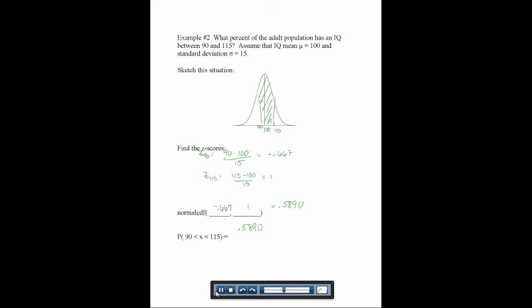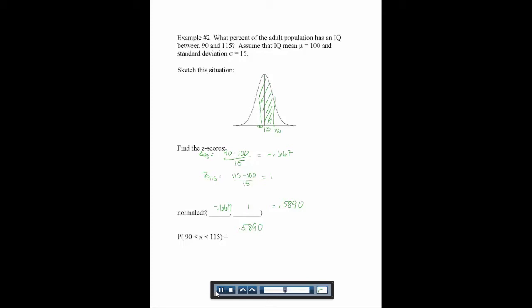Okay, example number 3 says, assume that the human body temperatures for healthy people are normally distributed with a mean of 98.2 and a standard deviation of 0.62 degrees. So a hospital uses 100.6 as the lowest temperature considered to be a fever. What percent of normal healthy people would be thought to have a fever?